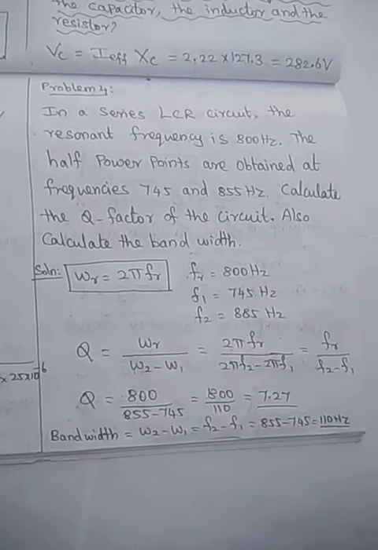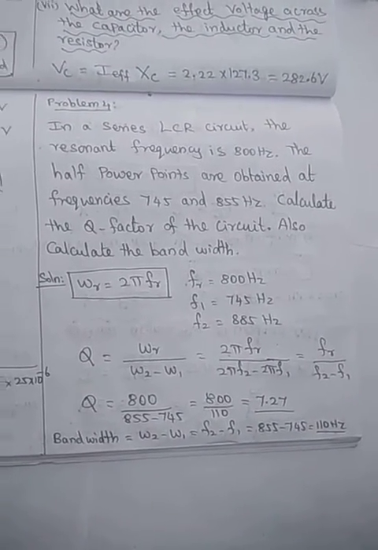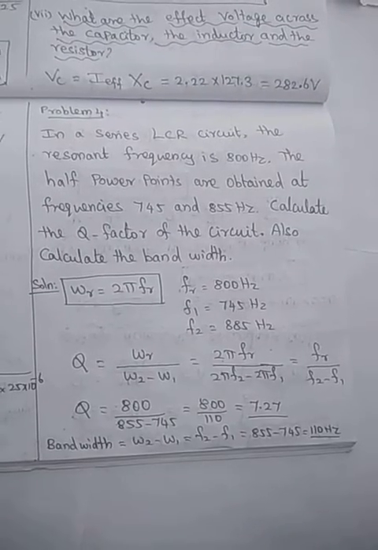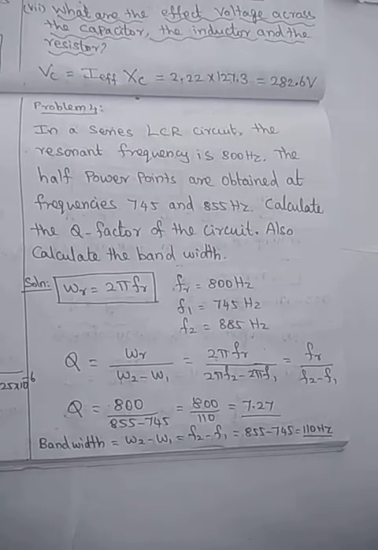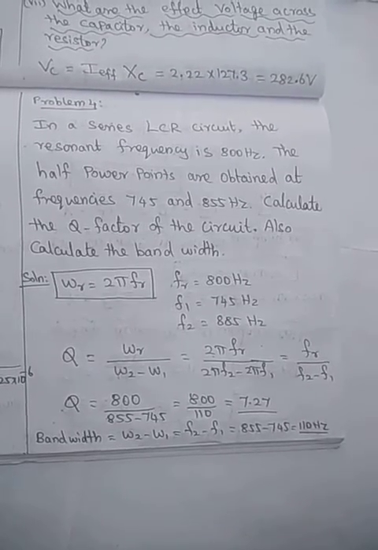In a series LCR circuit, the resonant frequency is 800 Hz. The half power points obtained at the frequencies of 745 and 855 Hz. Calculate the Q factor and also the bandwidth.